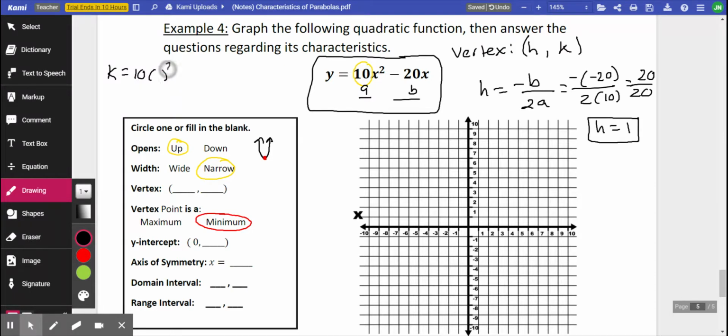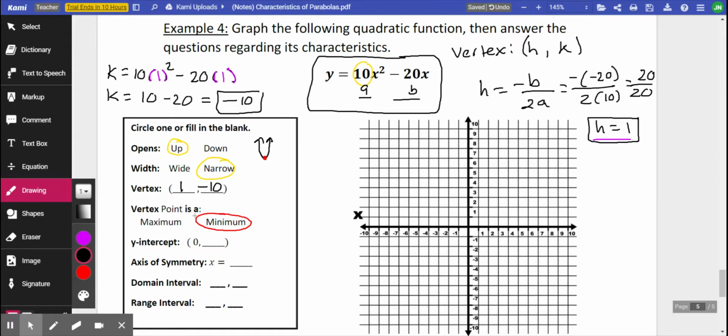So 10x squared minus 20 times x, but instead of the x, I'm plugging in the value of h, which in this case is equal to the number 1. So everywhere you see an x, we're replacing that x with the value of 1 and simplifying. Then for k, we're left with 10 minus 20, which is going to give me negative 10. So my vertex is h and k, therefore it is 1 comma negative 10.